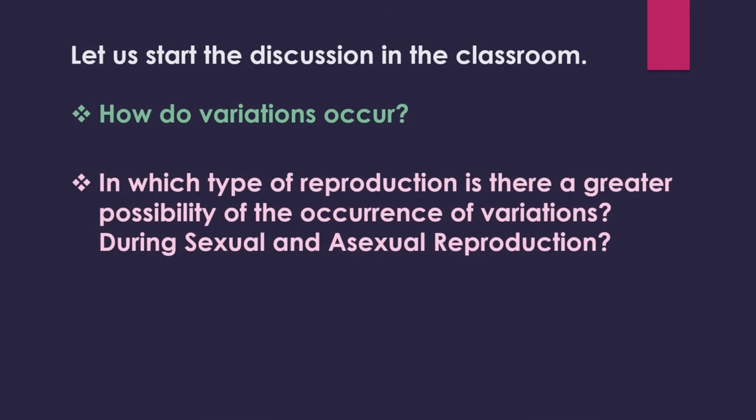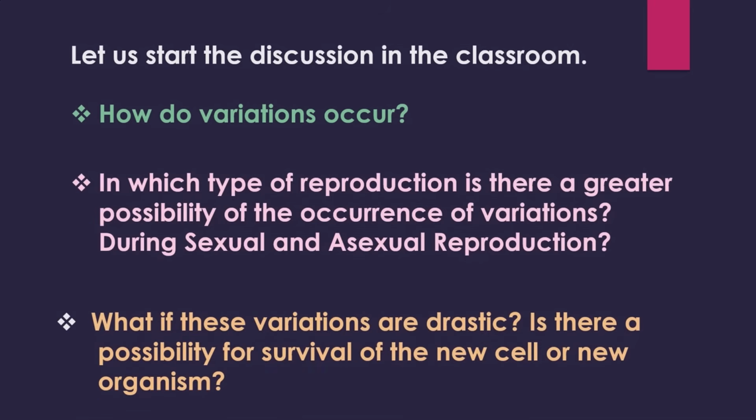The student would answer that it is sexual reproduction, because during sexual reproduction, gametes are produced, and there is more possibility for DNA alterations when these gametes are prepared. Those lead to variations. Hence, sexual reproduction has more possibility for the occurrence of variations.